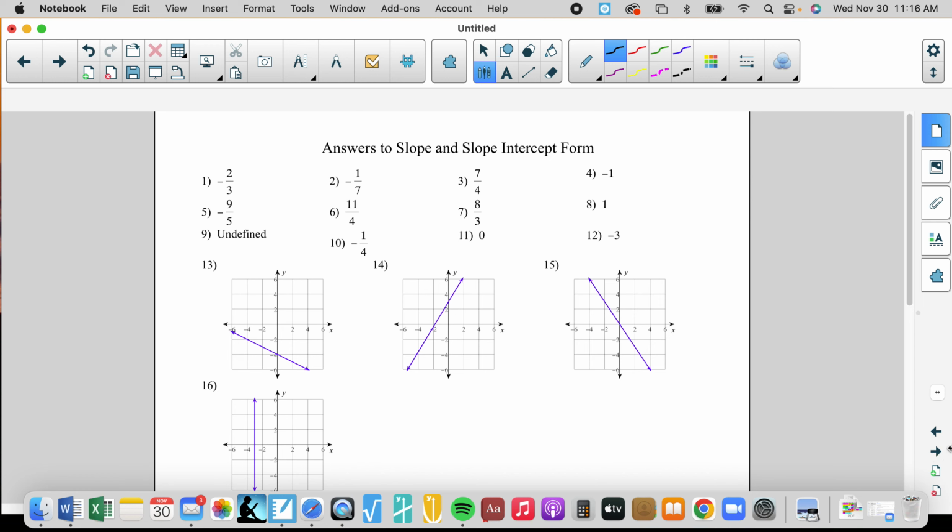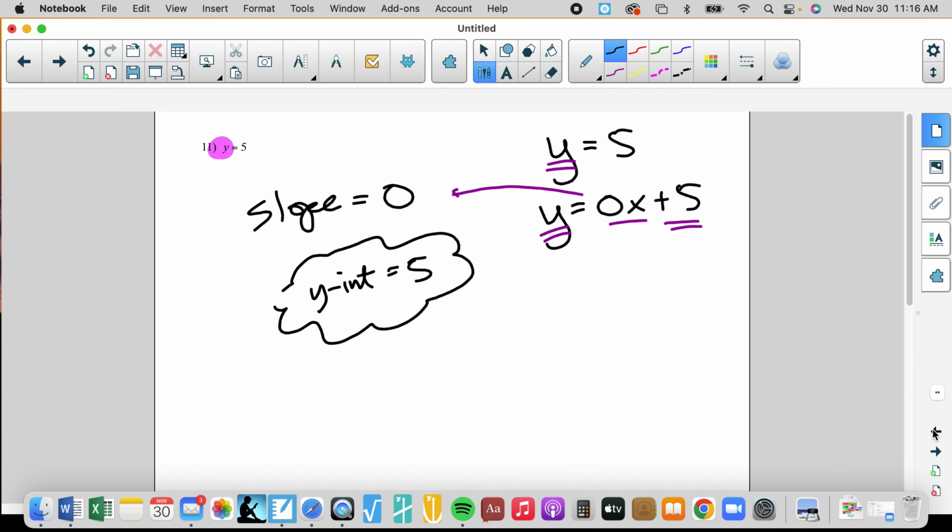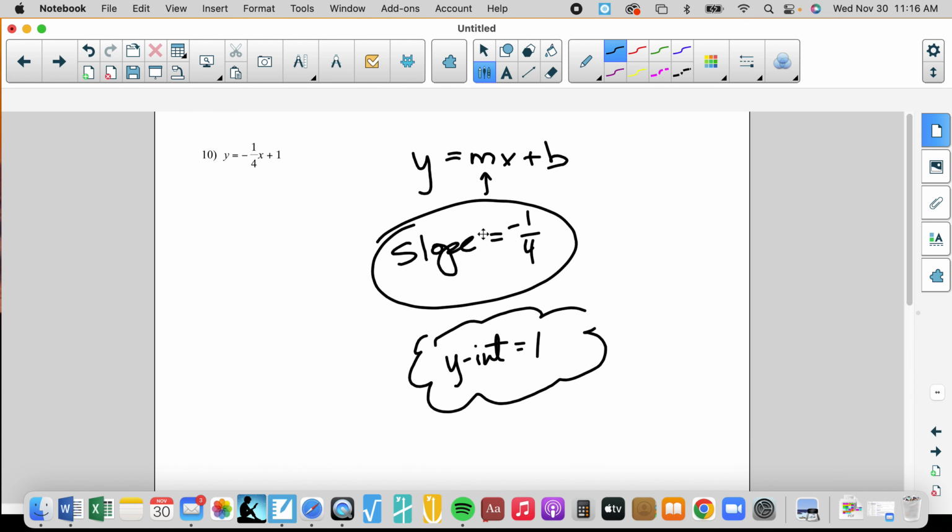I hope, let's look at number 10. I don't remember 10 being -1/4. Let's check it out. Yeah, slope of -1/4. All right, Mr. Mac was right. Have a good one.